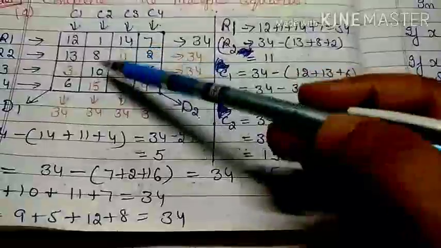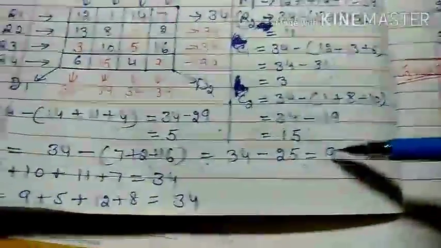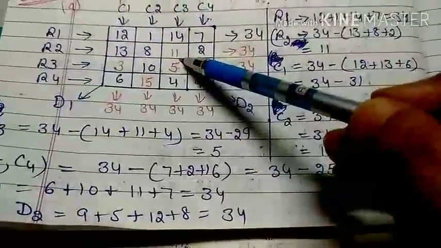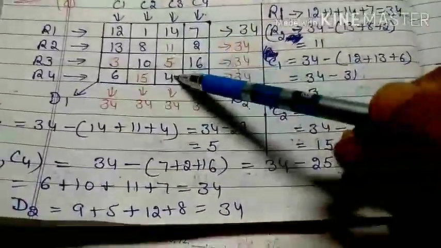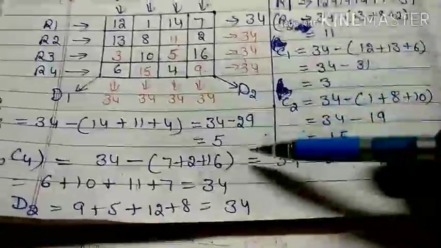8 plus 1 is 9, 9 plus 10 is 19, 34 minus 19 gives me 15. Similarly, now you have to move to column 3. Already we have to find row 2, 11. Only this number is missing, like 14, 11 and 4 gives you 29, 34 minus 29 gives you 5.